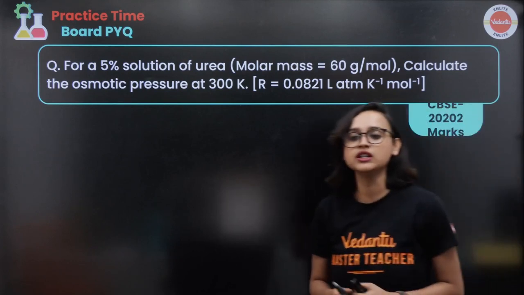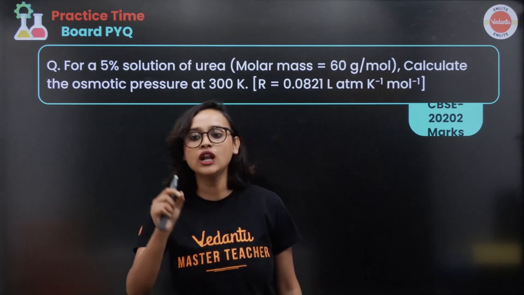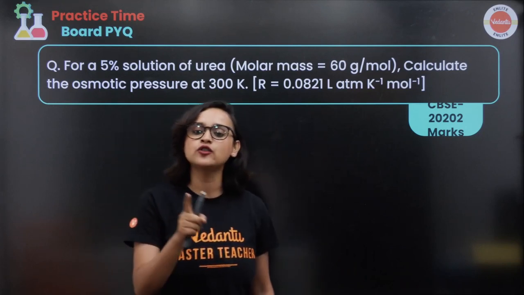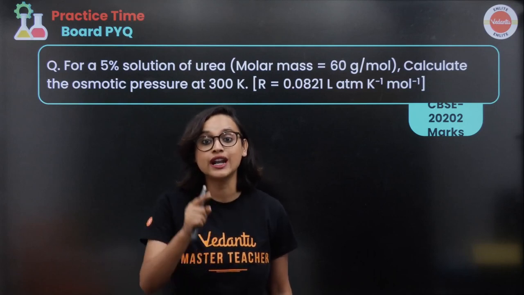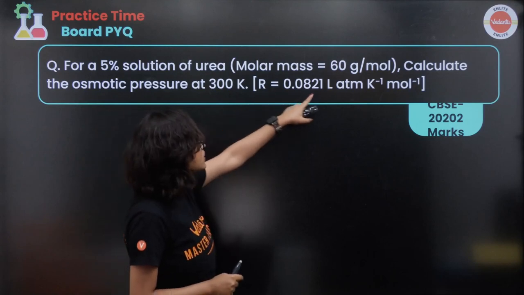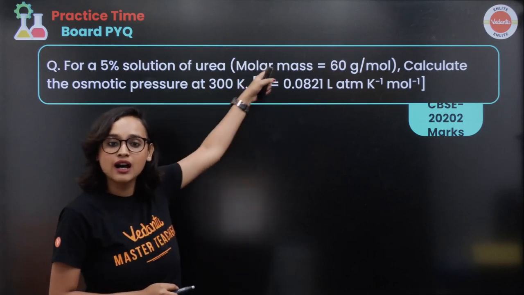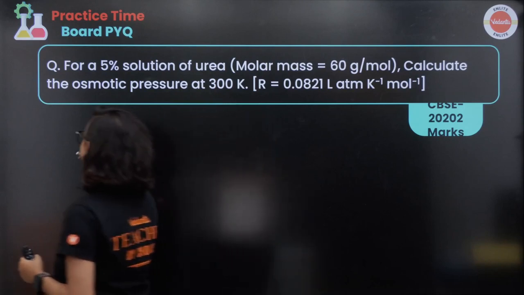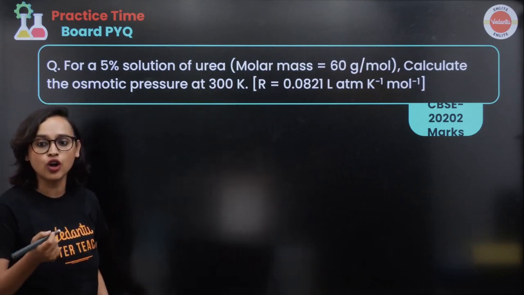For a 5% solution of urea, molar mass is equal to 60 gram per mole, you have to calculate the osmotic pressure at 300 Kelvin. Temperature is given, R value is given, molar mass is given. So let's write down what are the things that are given to you already.